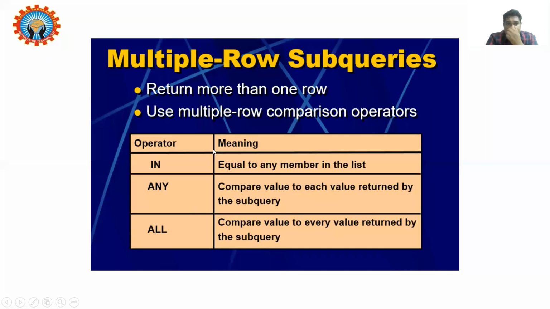Okay, next, these are multiple-row subqueries. Here you use IN, ANY, ALL. IN means equal to any member in the list. ANY means compare the value to each value returned by the subquery, value with value. So ANY and ALL compare a group of values with a group of values. IN compares with each and every member in the list.